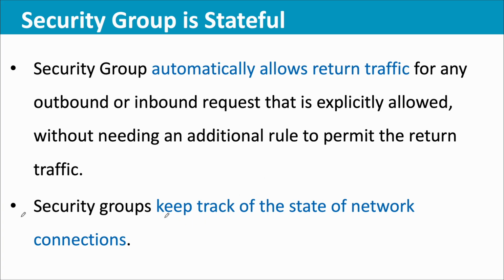Basically, security groups keep track of the state of the network connections. If the onward direction traffic is allowed by security group rules, then the return traffic is automatically allowed even if there are no explicit rules in the security group.